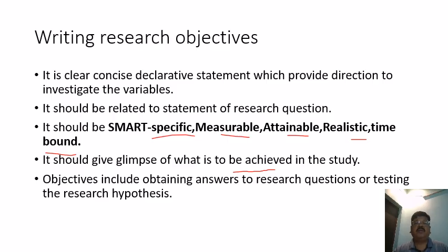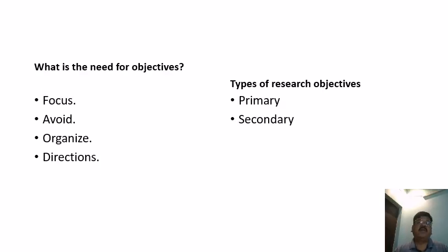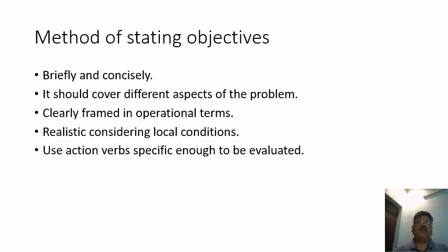Objectives should include obtaining answers to the research questions or testing of the research hypothesis. So objectives should give answers related to the research questions or research hypothesis. What is the need of objectives? Objectives give focus to the study. They avoid vagueness, organize our study, and give direction to the study. So this is the importance of objectives. The types of objectives are primary objectives and secondary objectives.